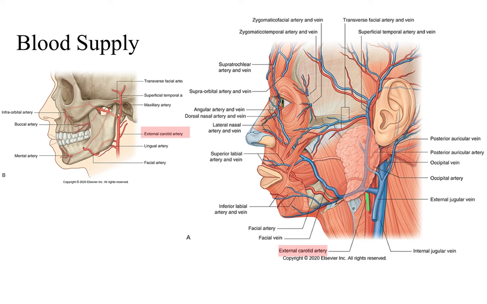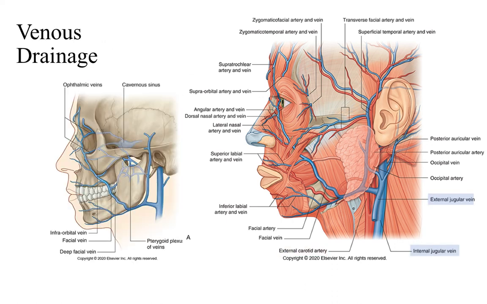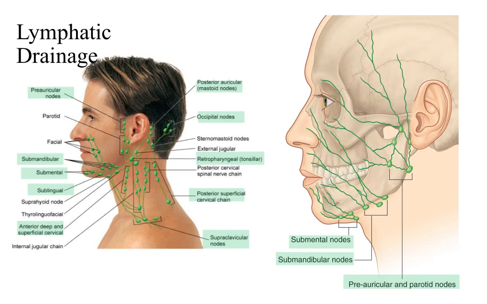Blood supply to the muscles of facial expression comes from branches off of the external carotid artery. Remember, it's the external carotid artery that supplies most of the blood supply to the anterior portion of the head and face. Venous drainage, I don't care that you know the different veins, but if you notice, they follow along with the arteries, and they are going to drain into both the external jugular vein as well as the internal jugular vein. And as far as the lymphatics go, there are lymph nodes all over your facial region.